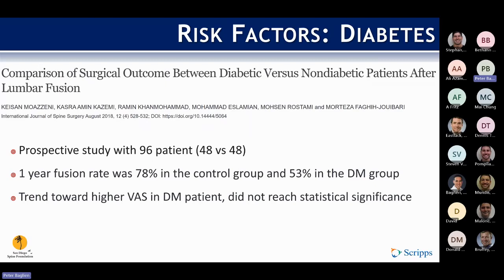They looked at 1-year fusion rates, which were 78% in the control group and 53% in the diabetic group after lumbar fusion surgery. There was also a trend towards higher VAS in the diabetic patient group, but that did not reach statistical significance. And so I do think there is some counseling aspect to this too, even for patients that aren't insulin dependent, which these weren't, that they may have higher rates of pseudoarthrosis.